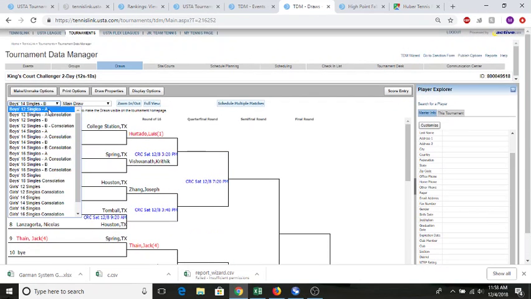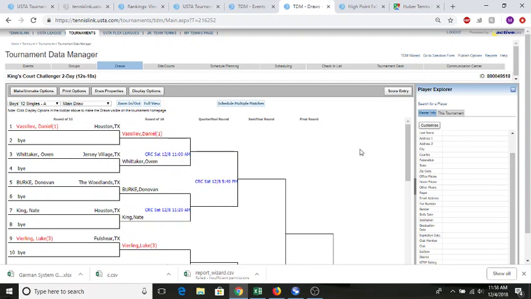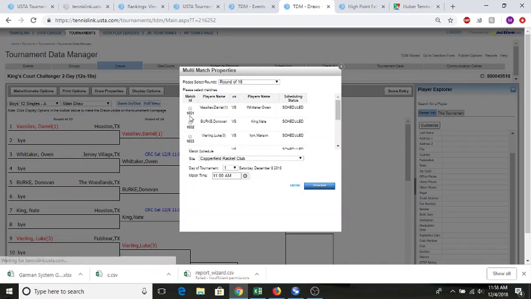So I'm going to go to boys 12s A. These should be scheduled, right? Oh wait, no, they're not, because the girls 14s got moved out. So I'll go ahead and schedule those round of 16s again. I'll start at the top. I just have 2 I need to schedule for 10.